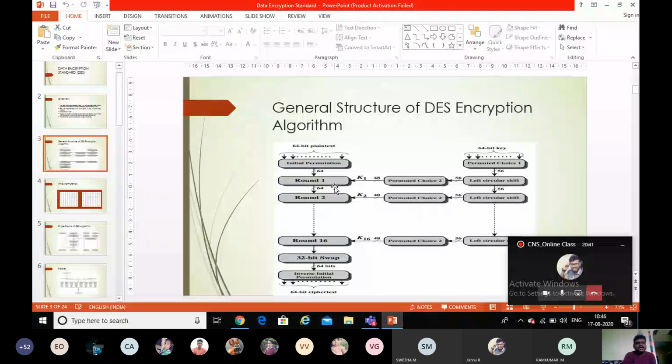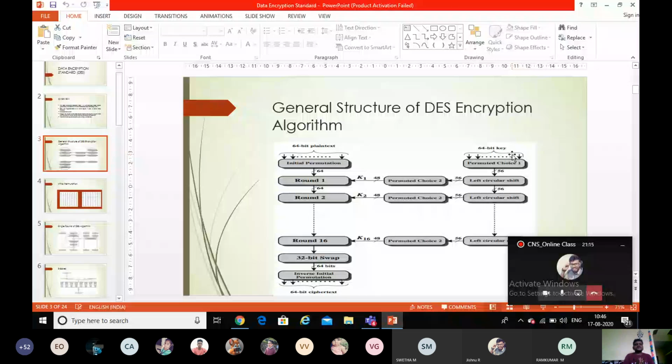Clear? So what are the important functions taking place in DES? The first one is initial permutation. This is the first process. The second one is substitution, and the third one is inverse initial permutation. Initial permutation is the first thing, and the S box, that is the substitution box, is taken in the second one. At last, we have inverse initial permutation.